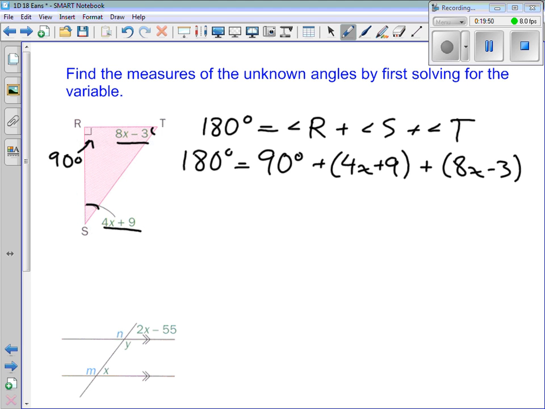This gives us a little equation that we need to solve for x. So let's start by collecting like terms on the right-hand side. We've got 90, 9, and negative 3. So we'll have 180 equals 90 plus 9 is 99, minus 3 is 96. And we have 4x and 8x. We add those guys up, and we get 12x. So we've collected our like terms here.